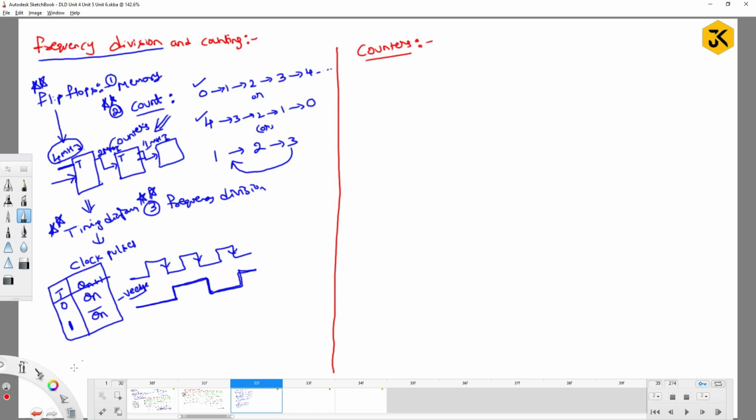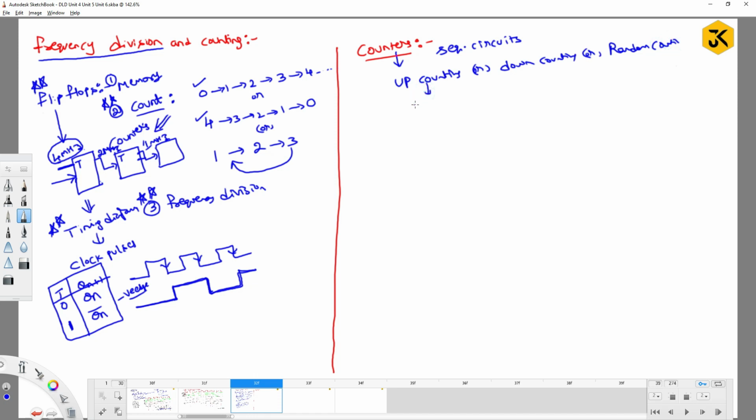Counters, right? So basically, a counter can be a kind of sequence circuit only. It can be a sequence circuit which is used to perform a counting operation. That counting can be either up counting, or it can be down counting, or it can be random counting also.